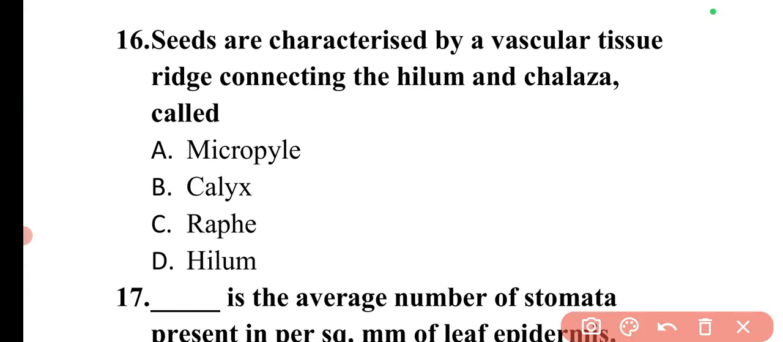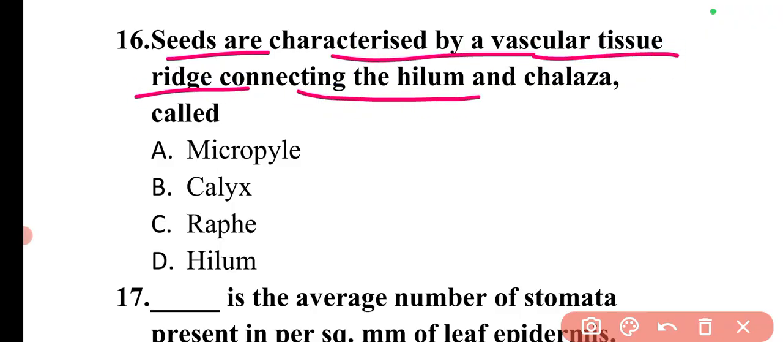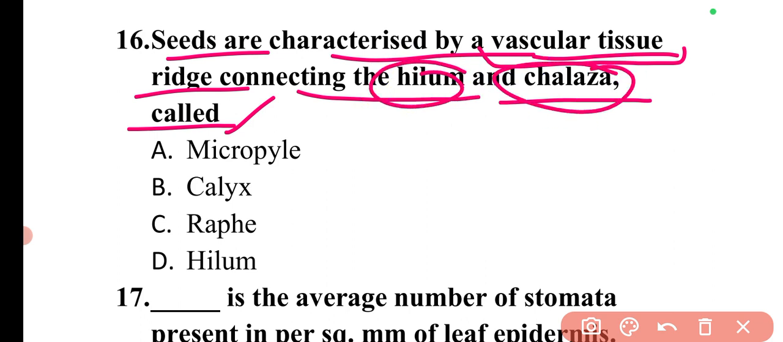Next question is, seeds are characterized by a vascular tissue ridge connecting the hilum and chalaza called. So basically seeds are characterized by a vascular tissue ridge, and this vascular tissue ridge is connecting the hilum and chalaza. Basically what is chalaza? It is simply the tissue where the nucellus and integuments of ovules join together.